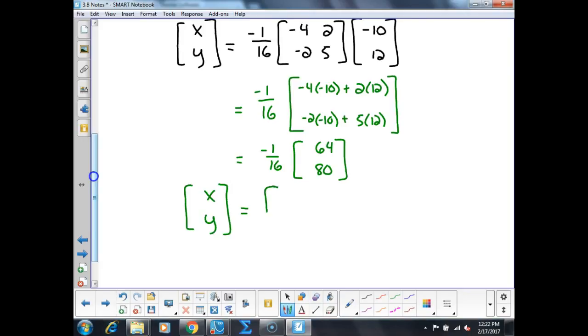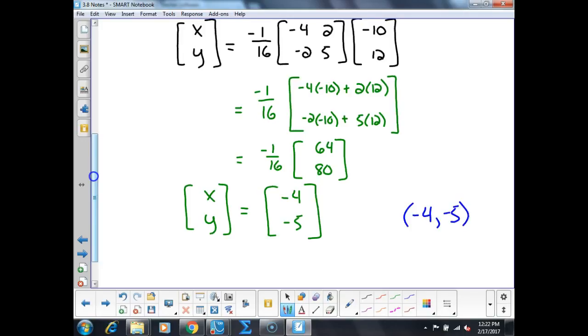So that's going to be what? Negative 4 and negative 5. How do you know? 64 times negative 1/16, 80 times negative 1/16. Yep. Scalar multiplication was one of the first things we did with matrices. Okay. So this tells me that my potential answer here is the point negative 4 comma negative 5.